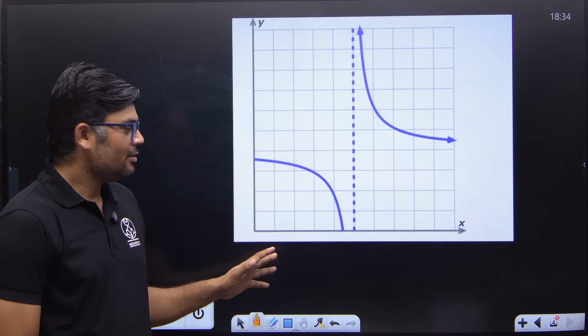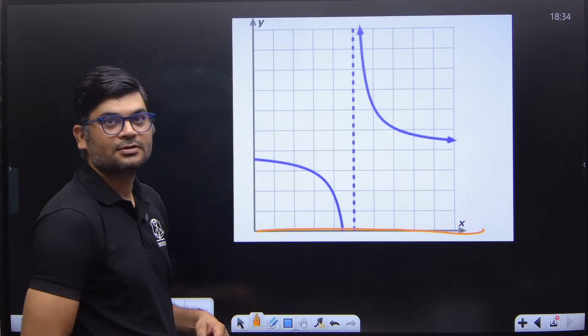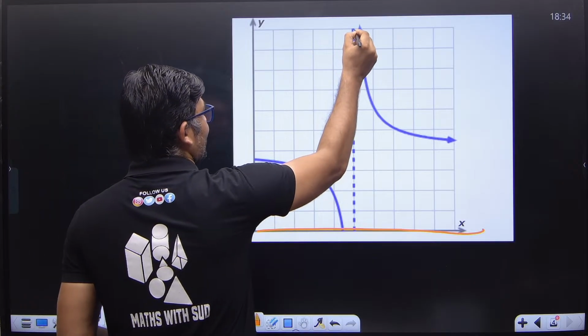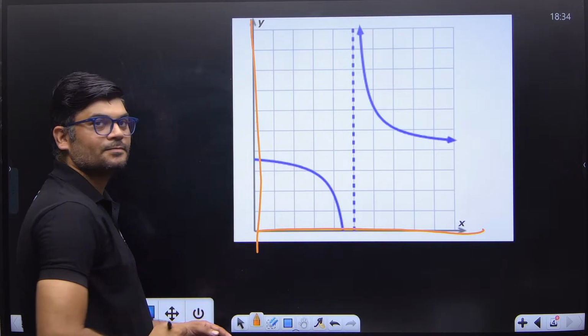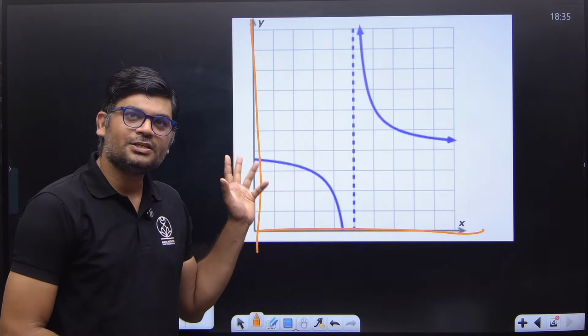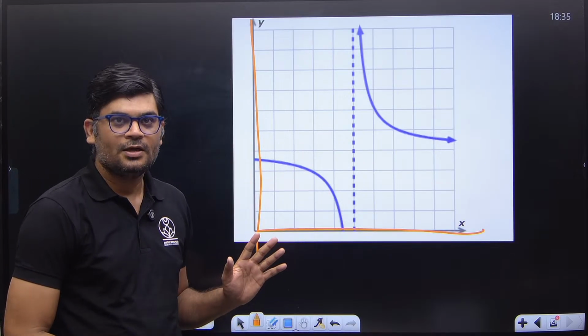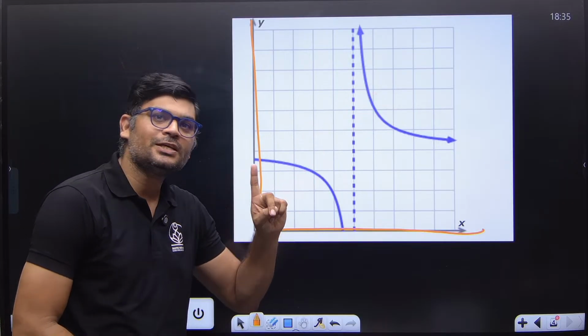I said that this is our x-axis, and this is our y-axis. Can you see the y-axis? Now, this is a graph of a function. Can you tell me, for a single x, do you have 2 y values or a single y?